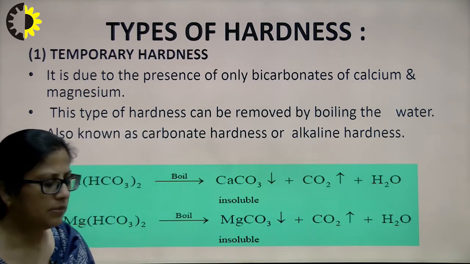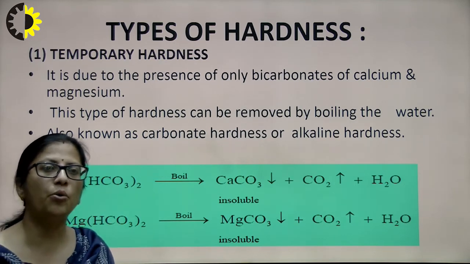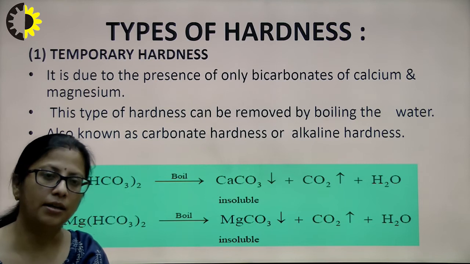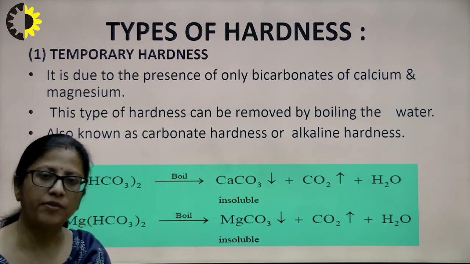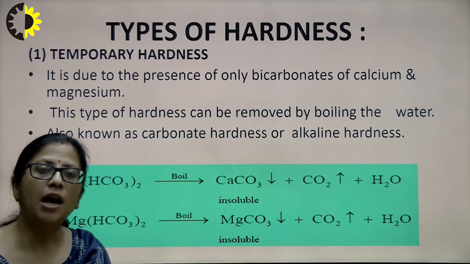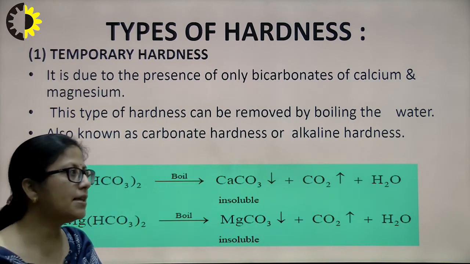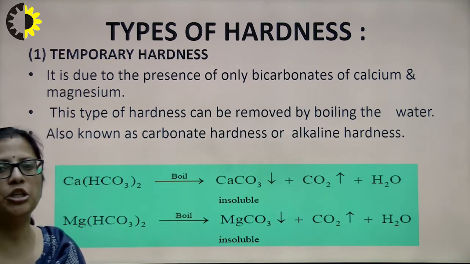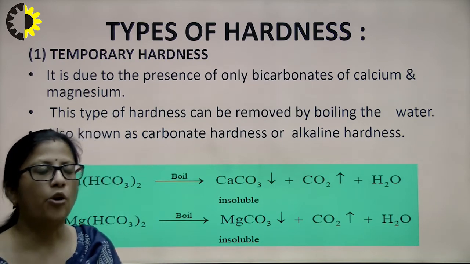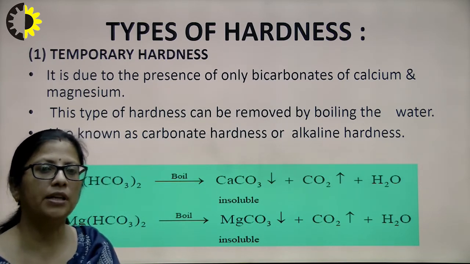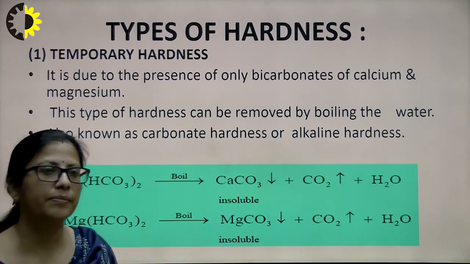Therefore, the type of hardness which can be removed by a simple boiling process is known as temporary hardness, as it is only because of the bicarbonates of calcium and magnesium. Therefore, this hardness is also known as carbonate hardness, and since bicarbonates of calcium and magnesium are also responsible for making water alkaline, they are responsible for the alkalinity of water. Therefore, this hardness is also known as alkaline hardness.